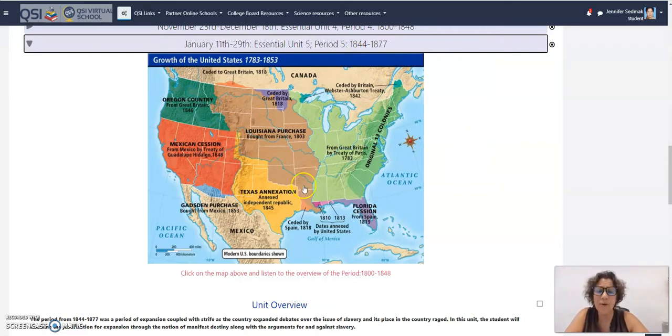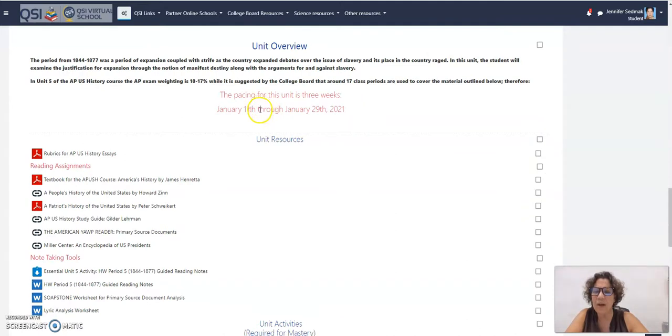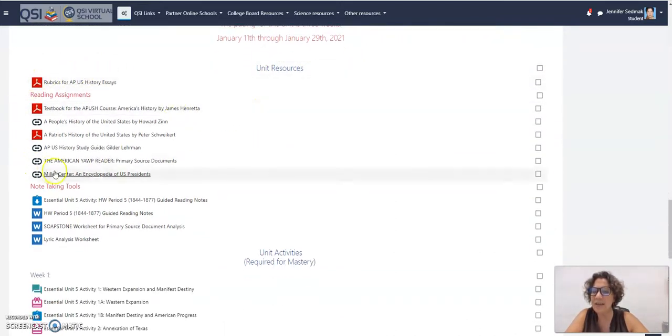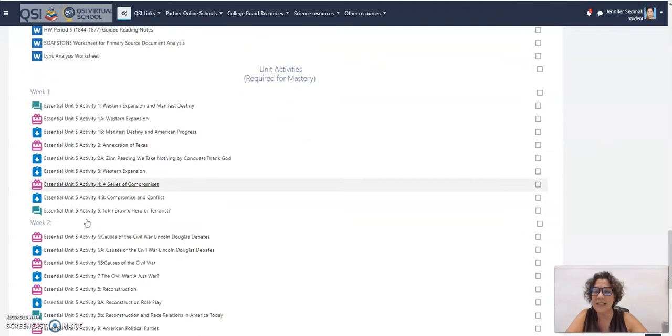Now, I would encourage you to click on the map, because again, clicking on the map, you'll get to listen to an overview of this time period, okay? And you can read through the unit overview, and you can take a look at the different reading assignments. The textbook chapter is outlined here in this note-taking template, or this reading guide for you. So if you go ahead and take a look at that, you'll see what textbook pages align with it. And then as you scroll down and get to the different unit activities required for mastery, let's focus on week 1.